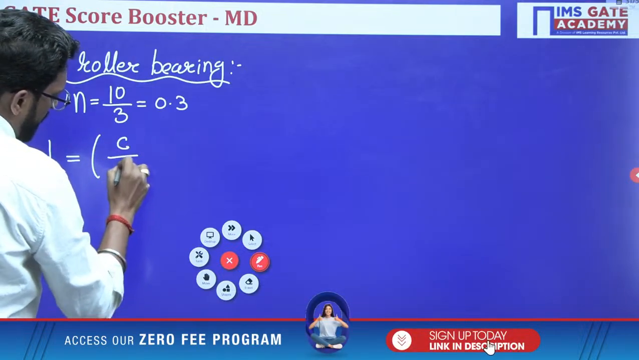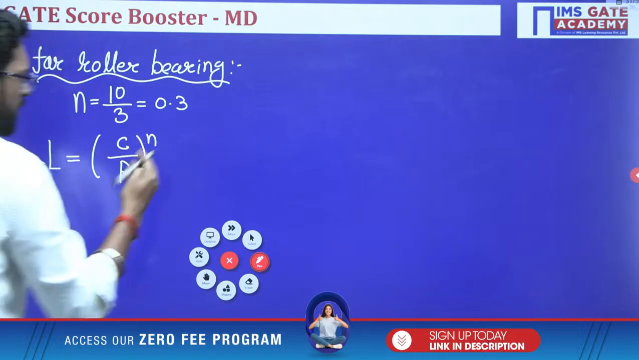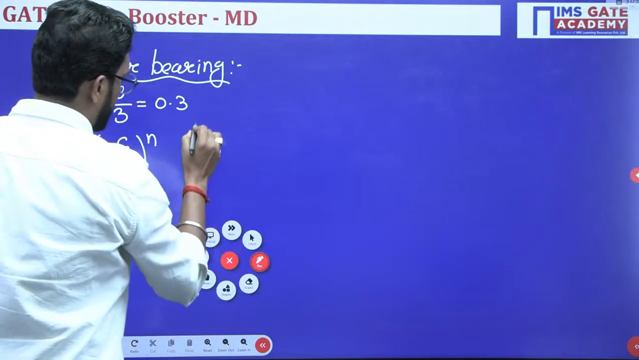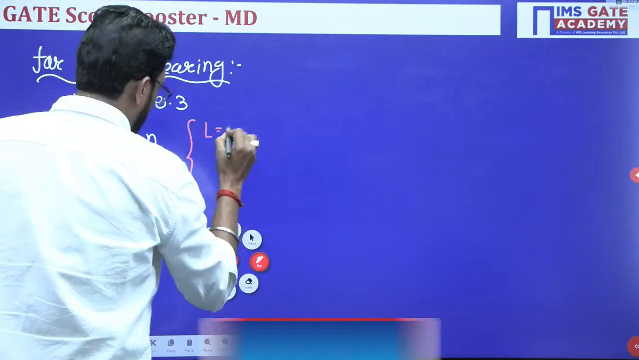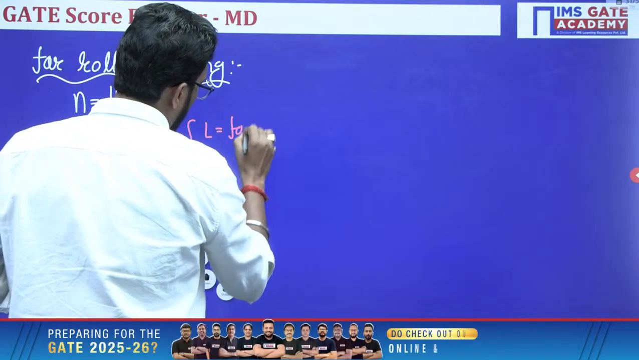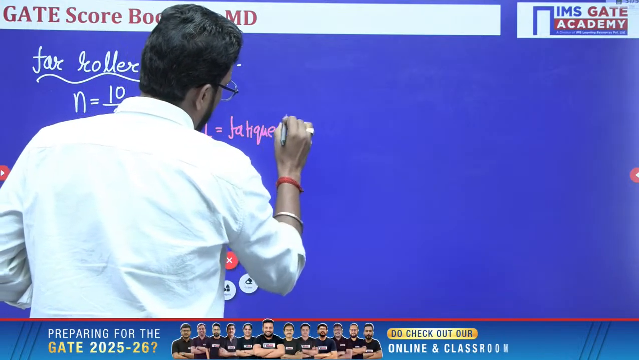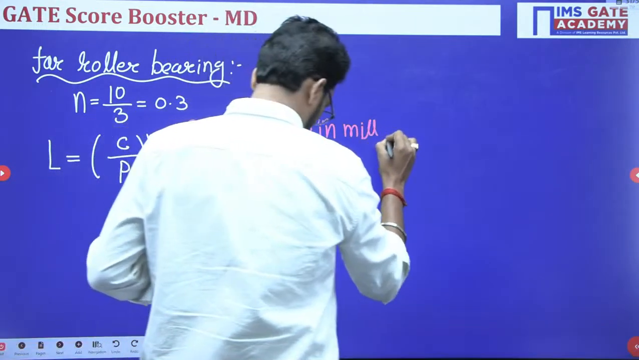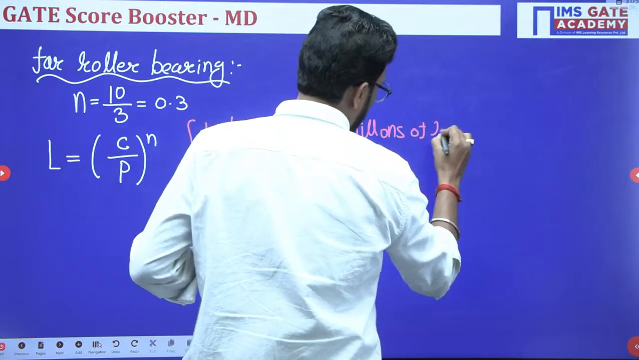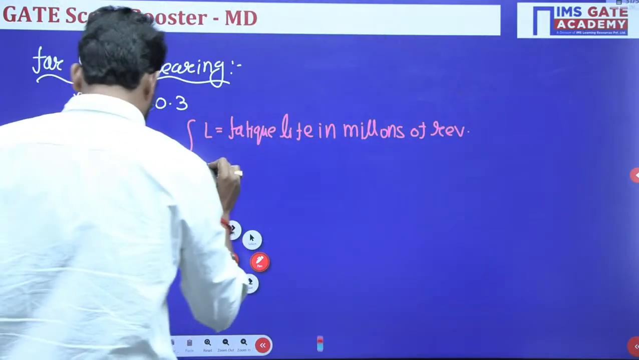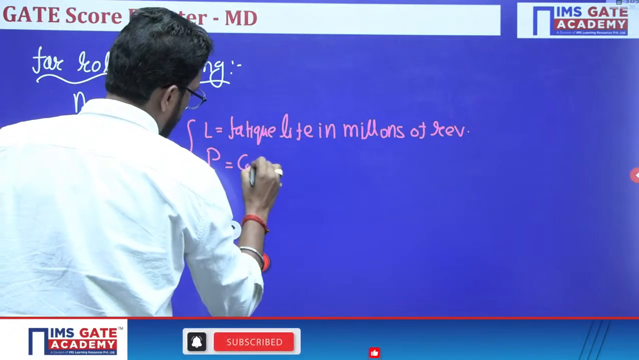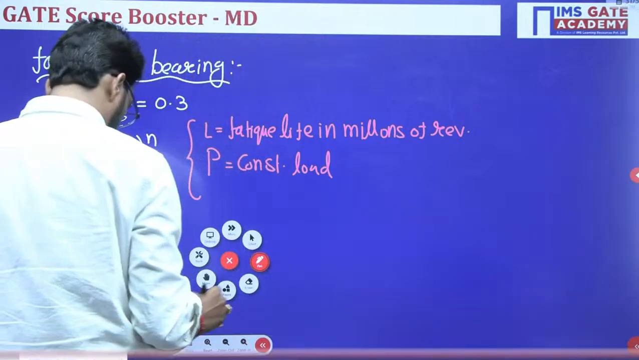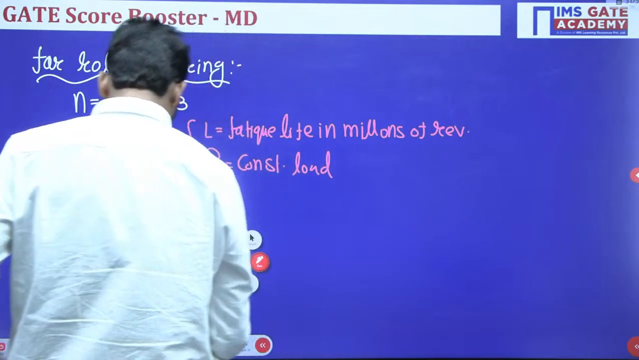So what is the life of the bearing? L is equal to (C by P) power n. What is L, my dear? L is the fatigue life in millions of revolutions. What is P? P is the constant load applied. Yeah, load applied you can write.